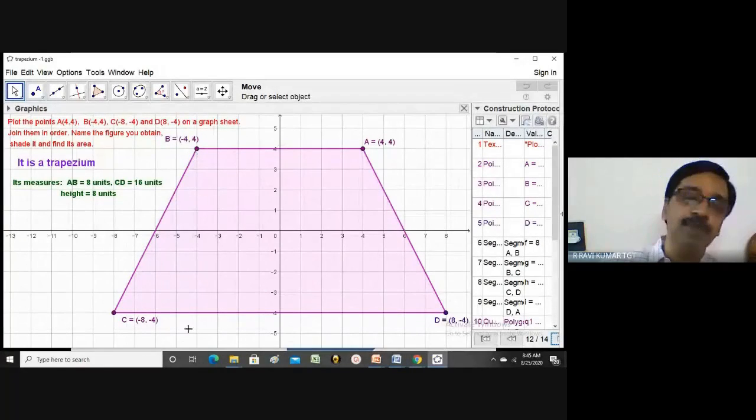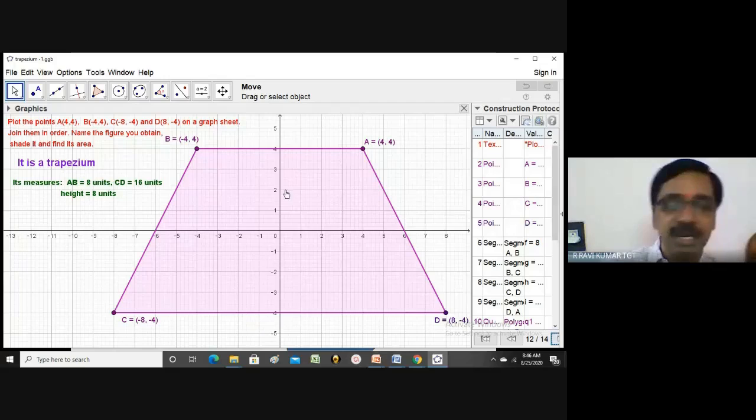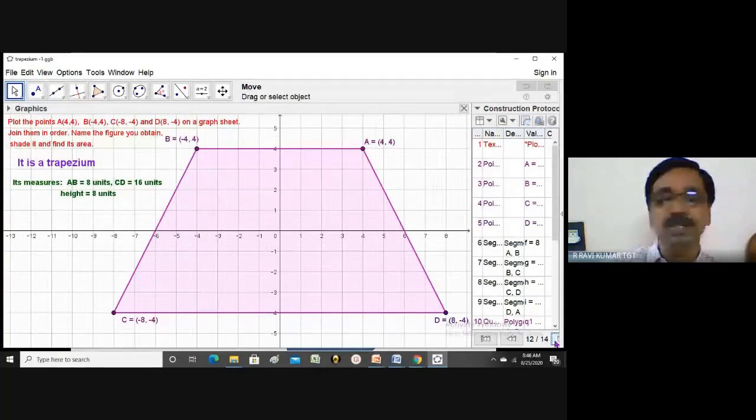And its height, you can very well check. It's a perpendicular. You have to draw the perpendicular and check. The distance between the parallel lines can also be checked as the height. It is nothing but 8. So therefore height is also 8 units. Next step is to find the area.